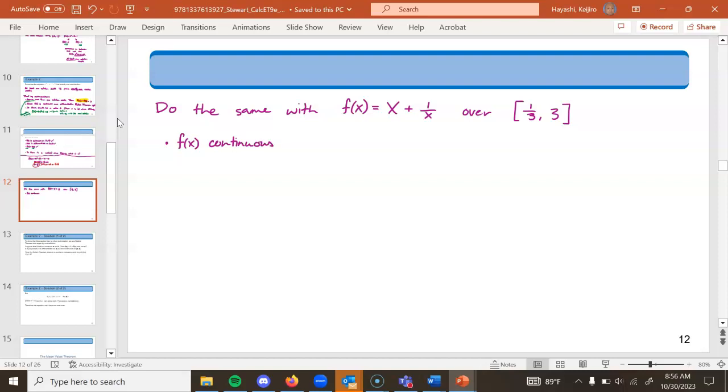Now, there is an asymptote at x equals 0, but that's not in the interval, so it doesn't count. And it does turn out that it's continuous from 1/3 to 3 at least. And similarly, because of that 1 over x term, it's not differentiable at 0, but again, that's not in the interval, and it is differentiable everywhere else. So it is differentiable on the open interval from 1/3 to 3.